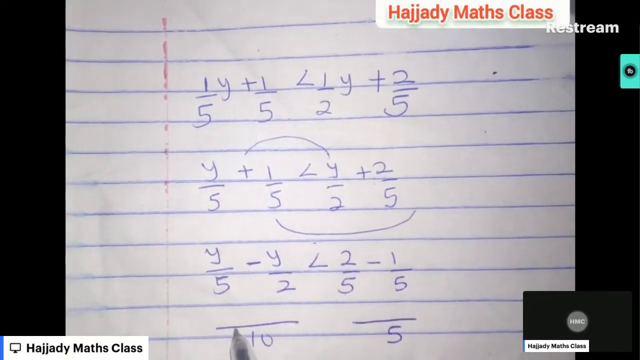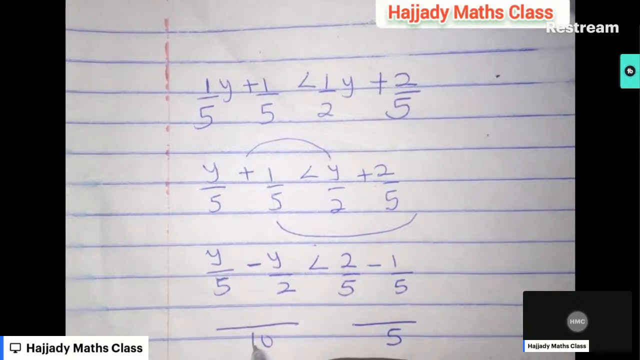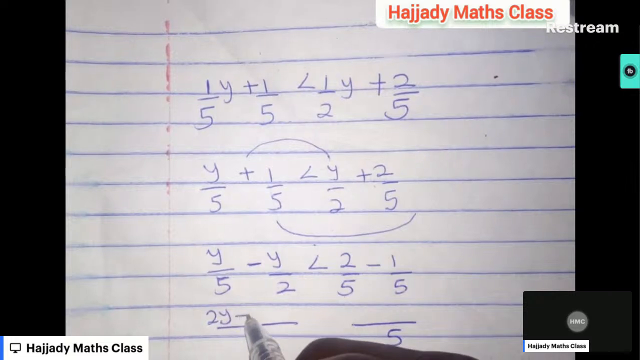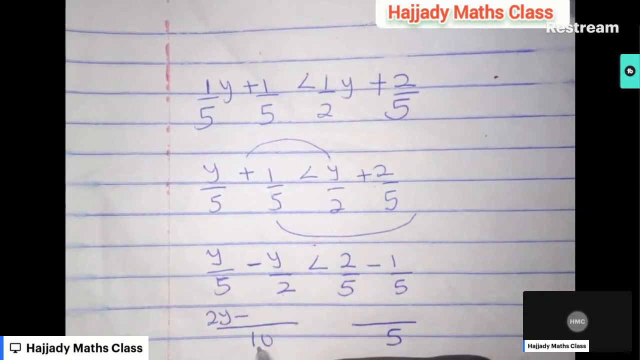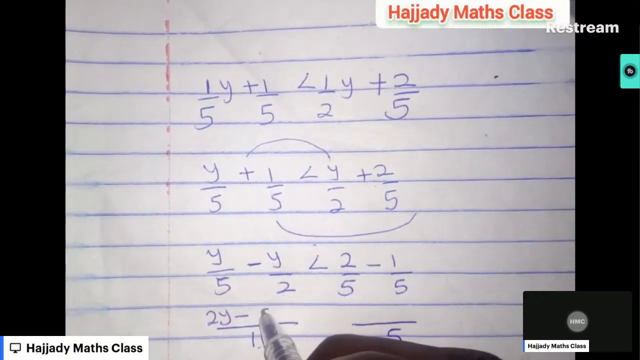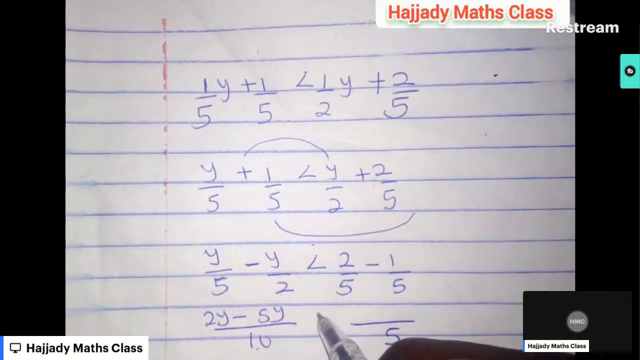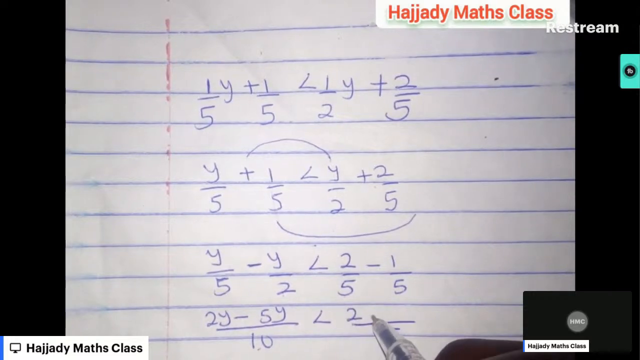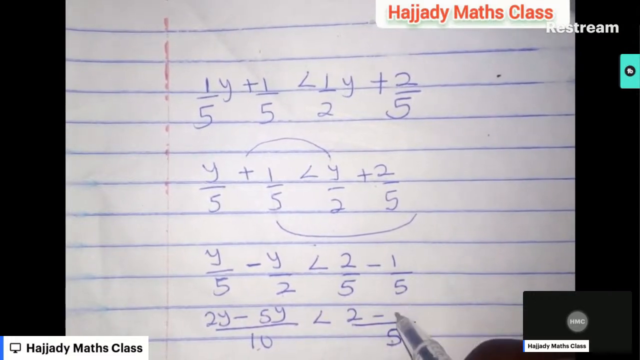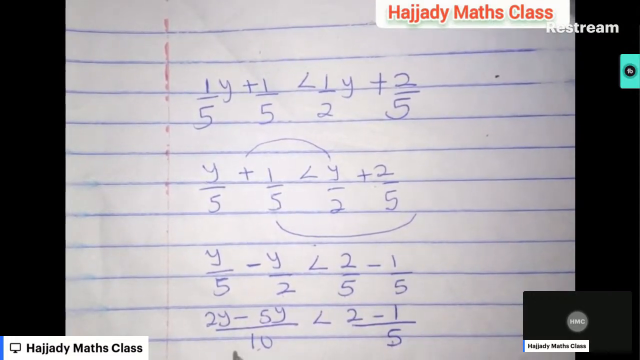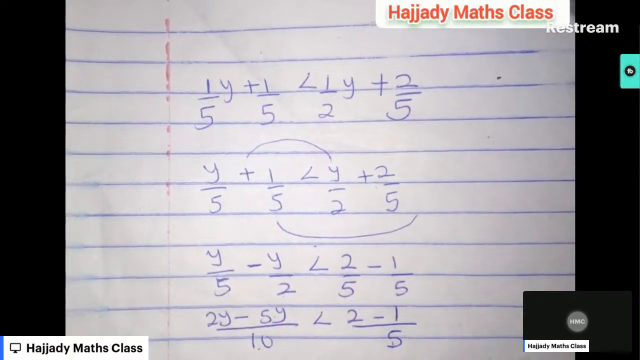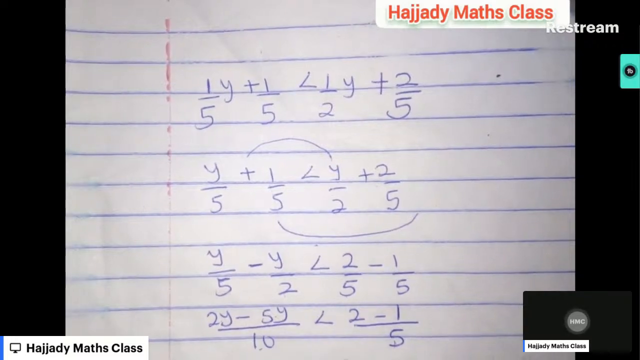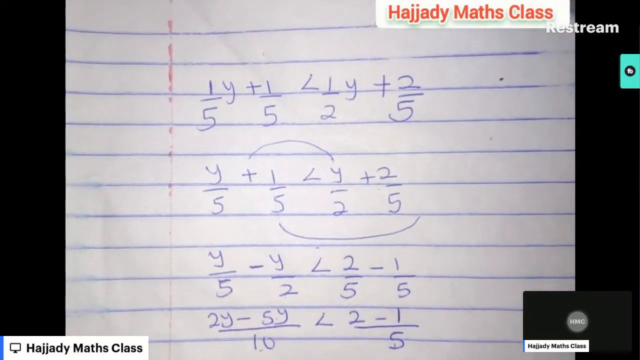So solving the left hand side, 5 in 10 is 2. Multiplied by y, I have 2y. Minus 2 in 10 is 5. Multiplied by y, I have 5y. Less than 5 in 5 is 1. Multiplied by 2, I have 2. Minus 5 in 5 is 1. Multiplied by 1, I have 1. So 2y minus 5y gives minus 3y over 10, less than 2 minus 1, which is 1 over 5.